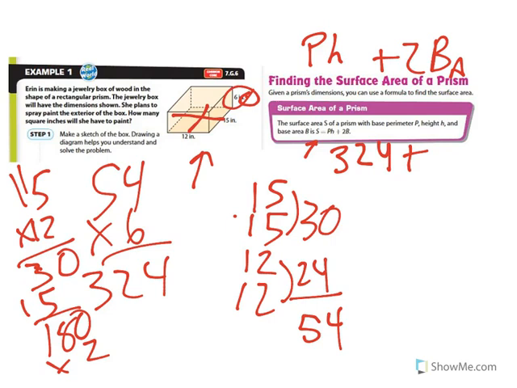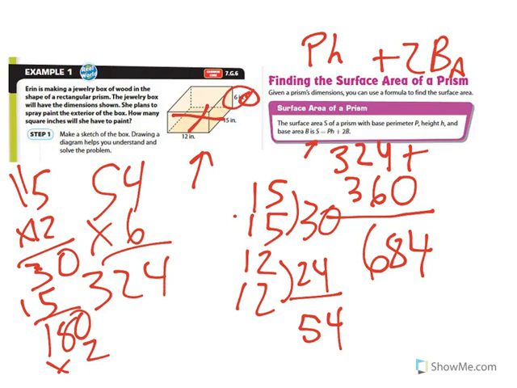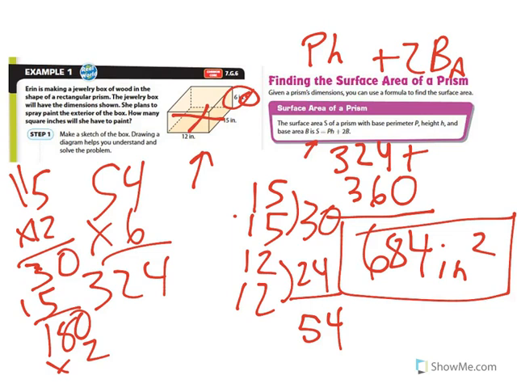Hopefully you guys can do that in your head. That's 360. All right, 36 with the 0 at the end. So we have 360 there. And now I add the 2 together, and I get 684. What's my unit? Square inches. So that's how you use the formula, and the more you use it, the easier it gets.